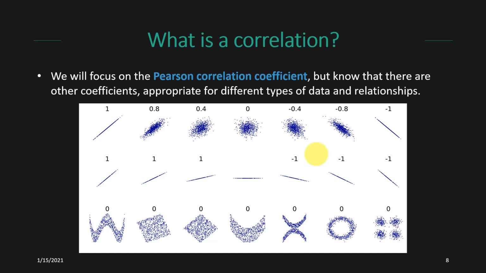So we're going to be focusing on what's known as the Pearson correlation coefficient here, where we're assuming that two normally distributed variables of interval ratio data are being correlated with each other. There are other correlation coefficients that we can use with different types of data or different types of relationships, but the Pearson correlation coefficient is the most common one, and I think it's a very useful starting point for understanding correlation.